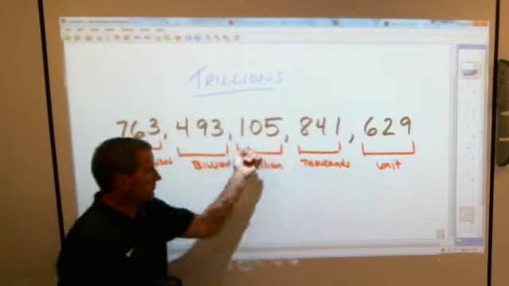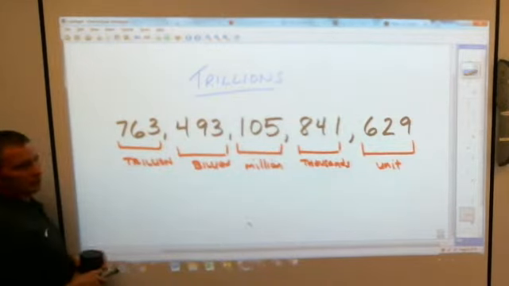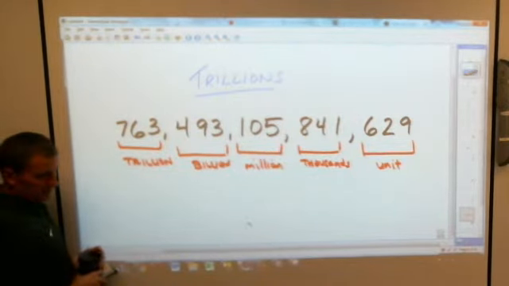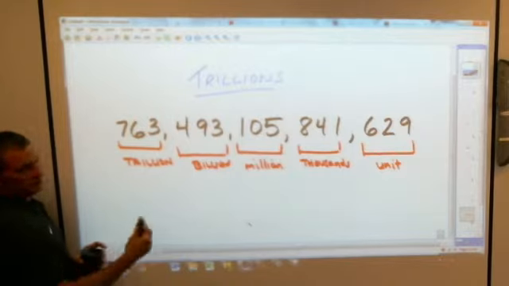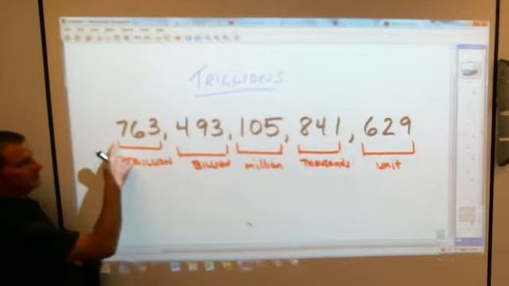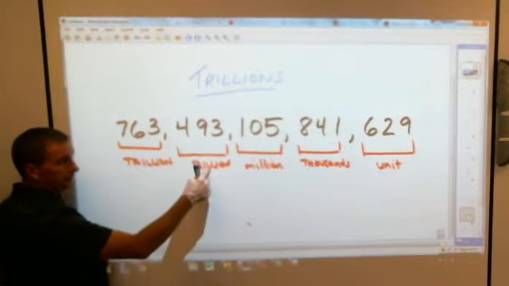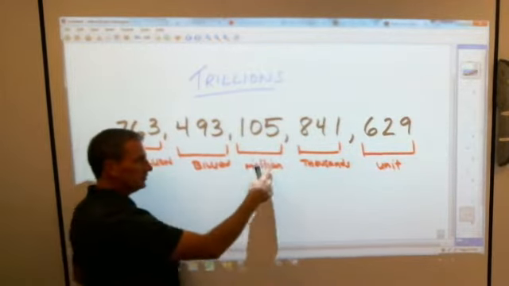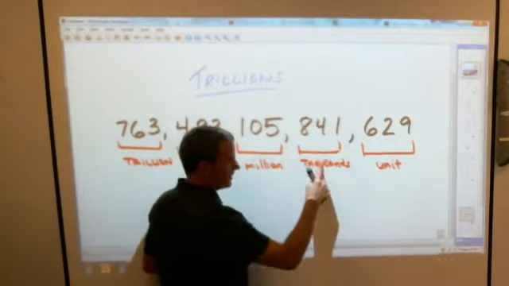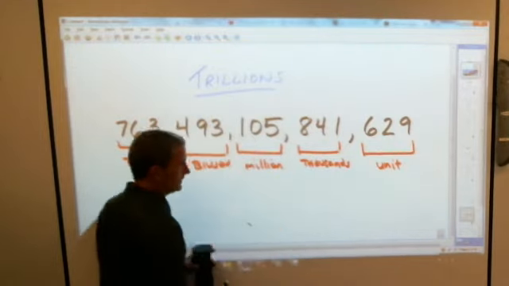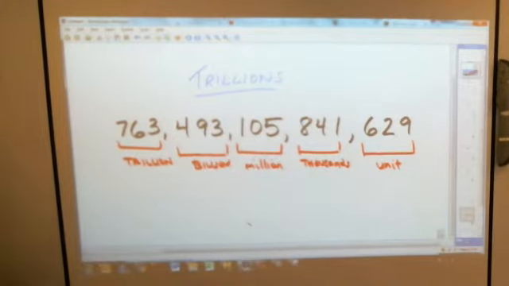Make sure you know the reason we separate these numbers by commas is so that you can easily read them. As you read these, you separate them with the commas. You would say 763,493,841,629, and that's as far as we're going with trillions.